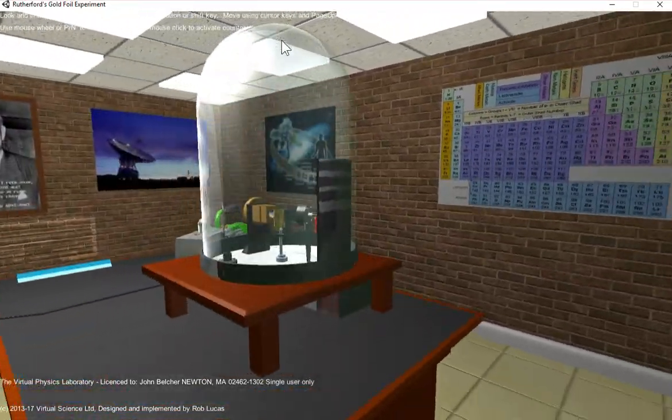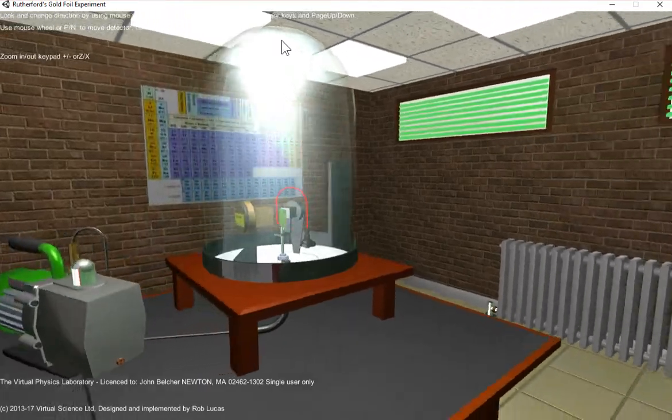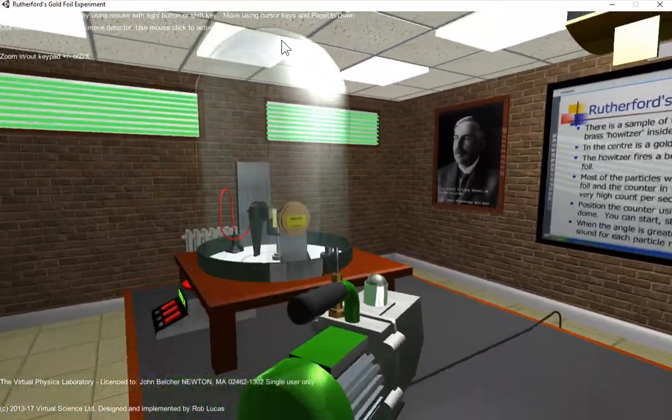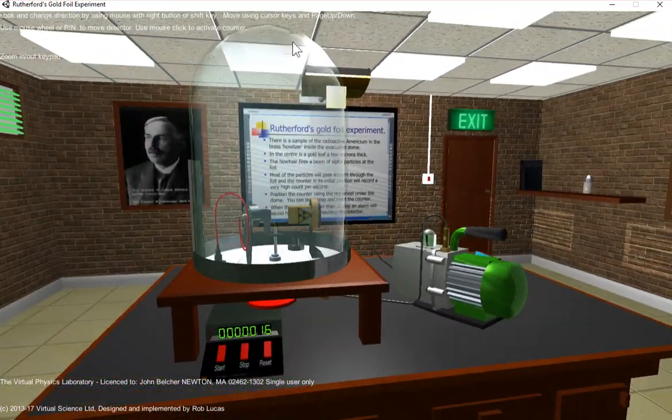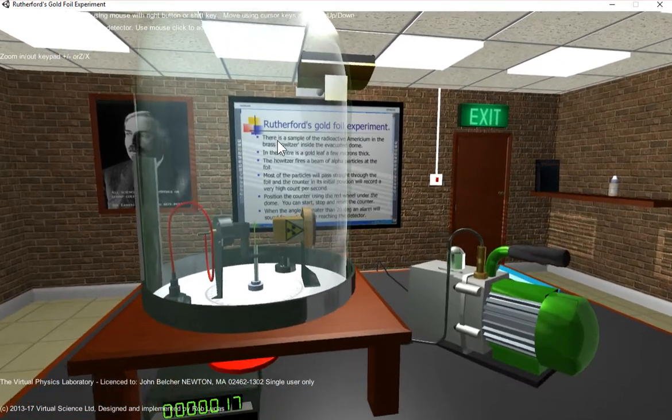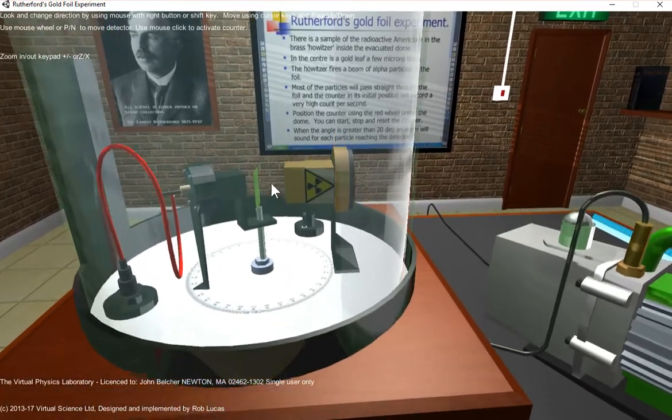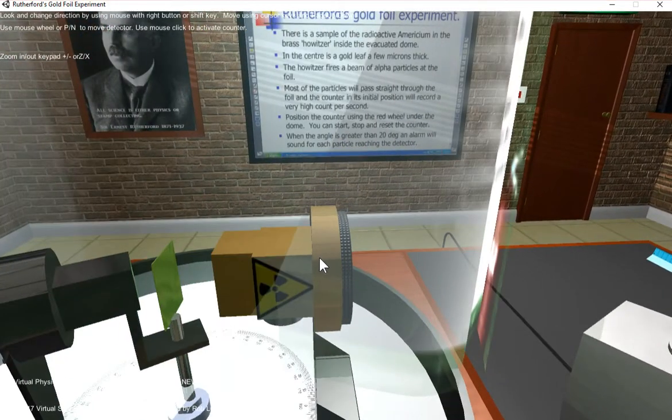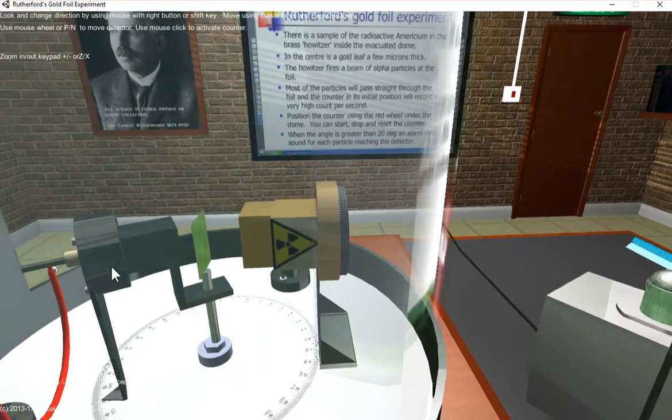This is Rutherford's Gold Foil experiment. On the right we have a vacuum pump which is connected to the chamber here, the dome chamber. Inside the chamber we have a source of alpha particles here, a gold foil here and a detector here.